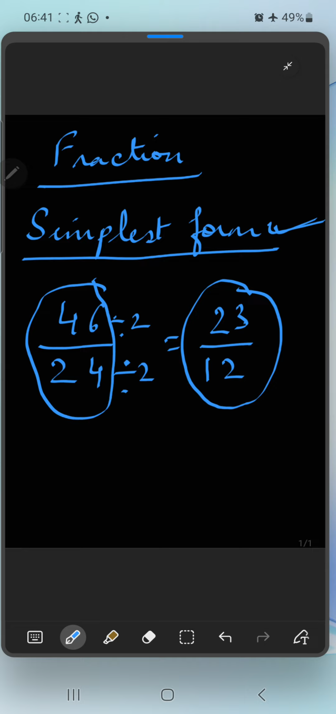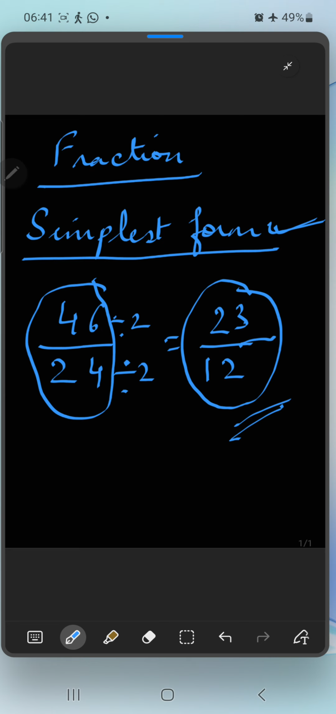The simplest form is just that where you will not have any common multiple of numerator and denominator and you will not be able to divide it further. So that would be our answer. Whenever we have to write any answer in fractions, we have to write the fraction in the simplest form only. Or you can convert this into a mixed fraction.